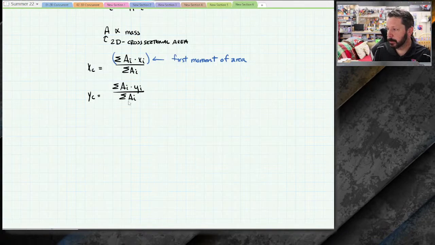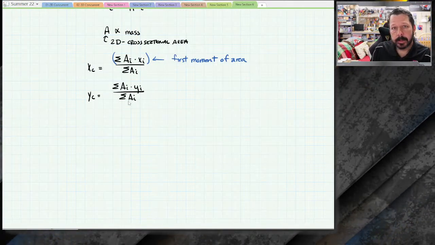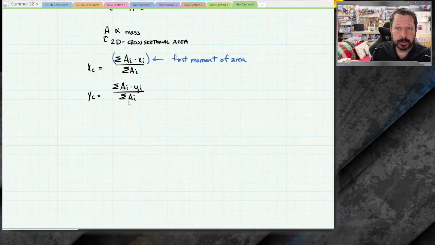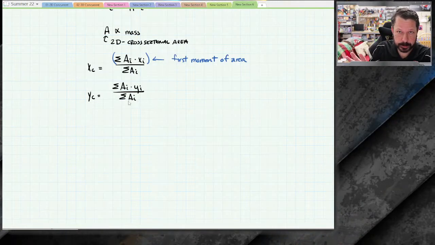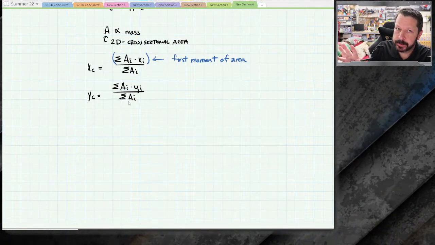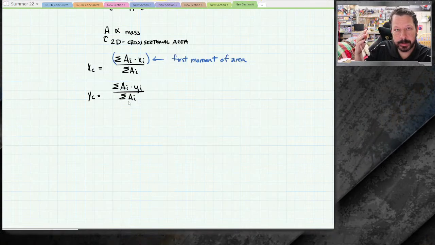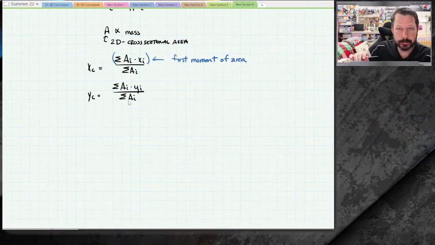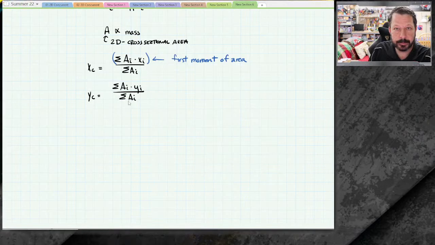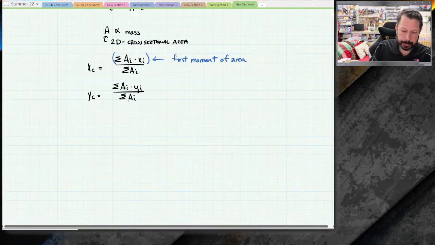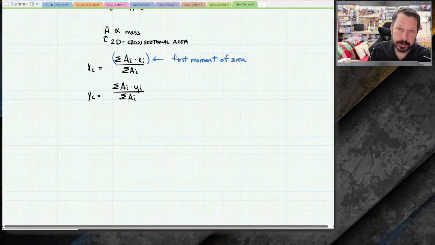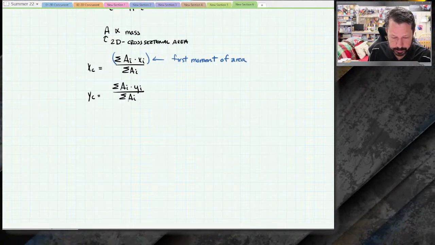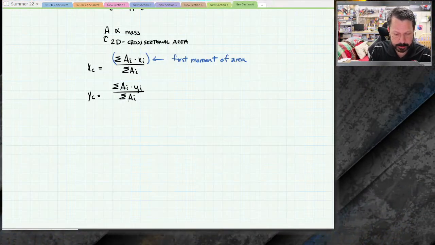And y sub c would be the location of the centroid of the group of little spheres, which, we do have to imagine there being so many millions of spheres that they can be combined together in any kind of shape that I want. And that would be the location of the centroid in the y direction. So that's good. We're going to come back to those.